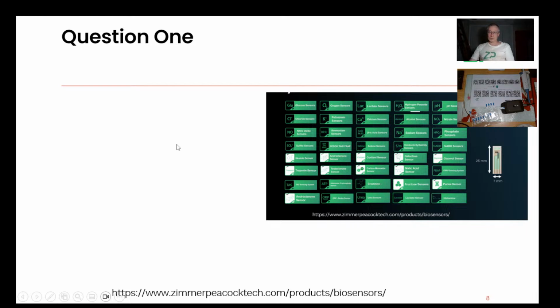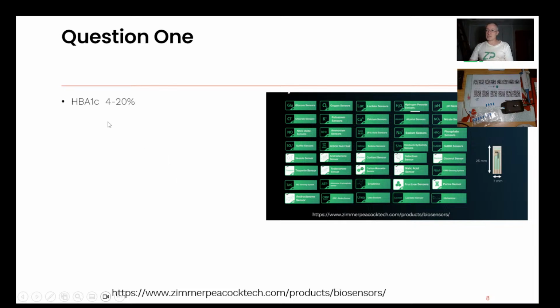So question number one. First of all, it's probably worth saying that at ZP we probably have one of the biggest ranges of biosensors on the R&D market. So if somebody wants to make a quick proof of principle, we have lots and lots of biosensors.